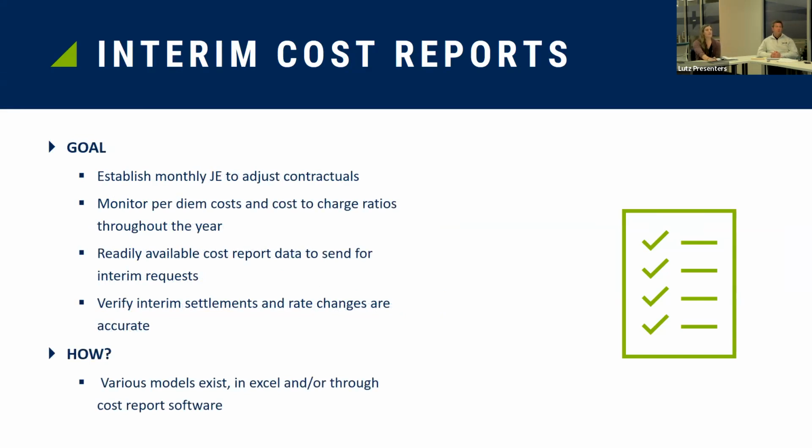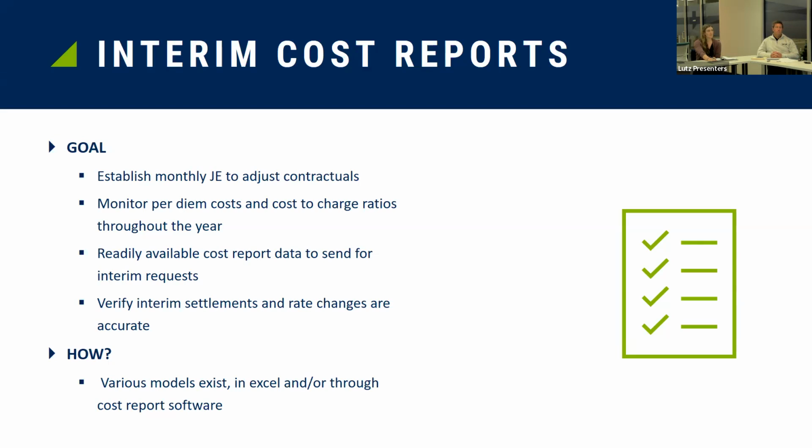So the goal, again, of those interim cost reports, we would recommend trying to do those monthly. And that really would produce a journal entry to adjust contractuals on a monthly basis to show your net income, I think, a little bit more accurately on a month-to-month basis. Again, it helps you monitor your per diem costs and cost to charge ratios. And then it also gives you the ability to readily have cost report data available to send for interim requests.